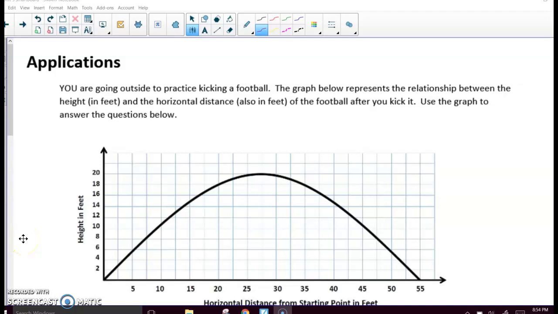Congratulations, you've made it to the last part of week 1. We're going to look at applications of parabolas. Why do we need to learn about parabolas? What good do they do us?